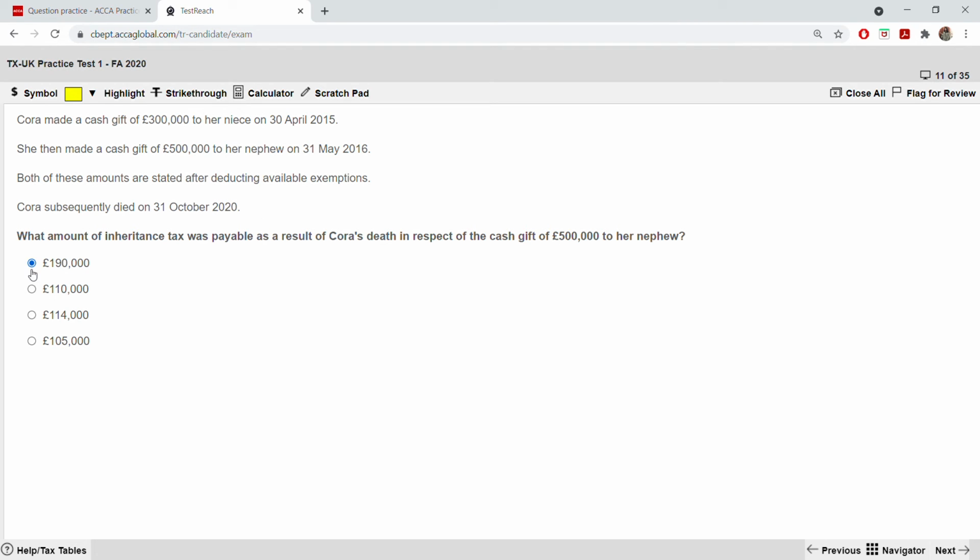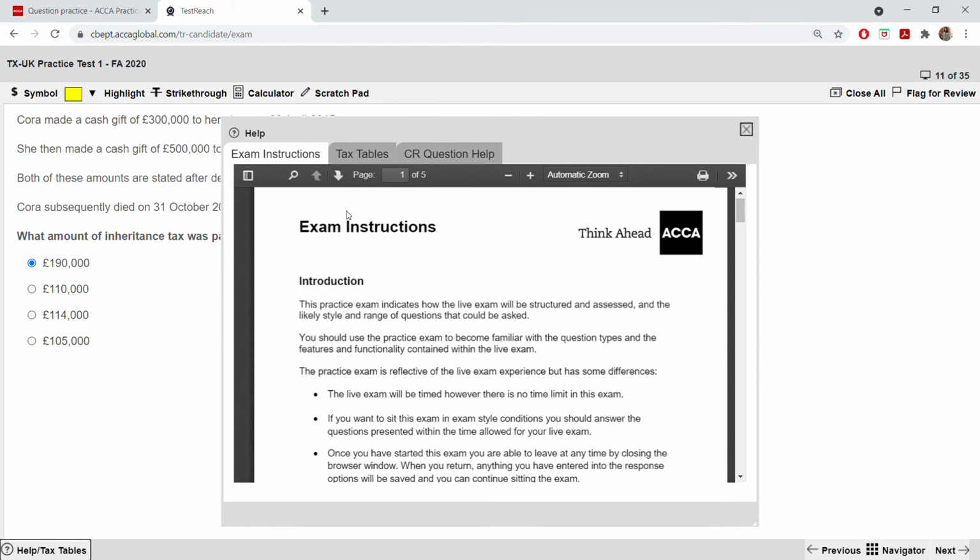So what amount of inheritance tax was payable as a result of Cora's death in respect of the cash gift of 500,000 to her nephew? They are asking for one gift, 500,000 to her nephew. So we know, let us go to the inheritance tax again.